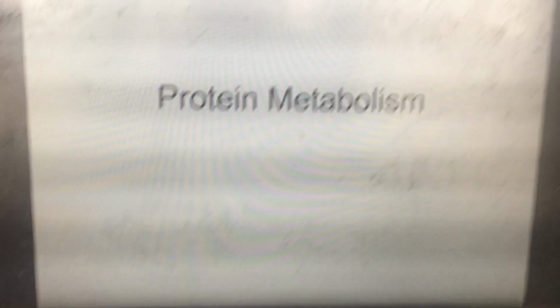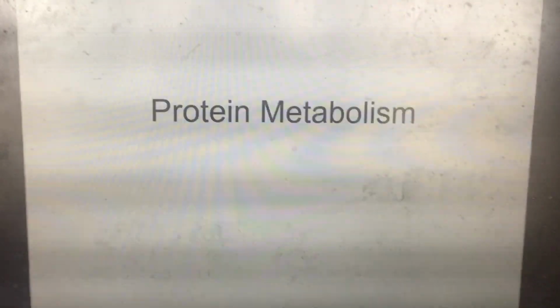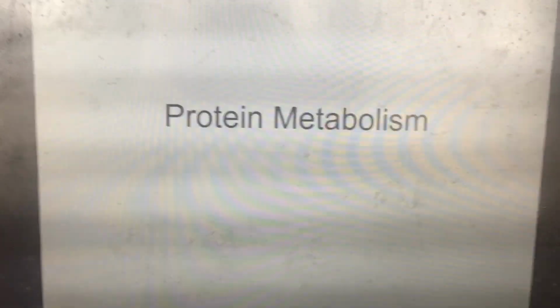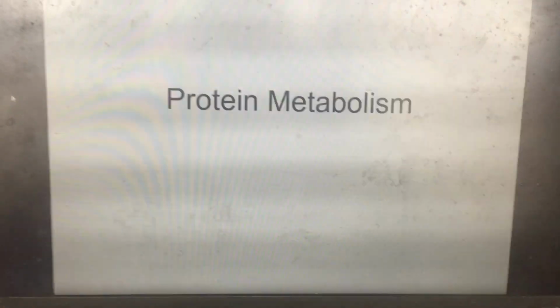Okay, so that is your crossword puzzle. The next section I'm going to get into here is on protein metabolism.